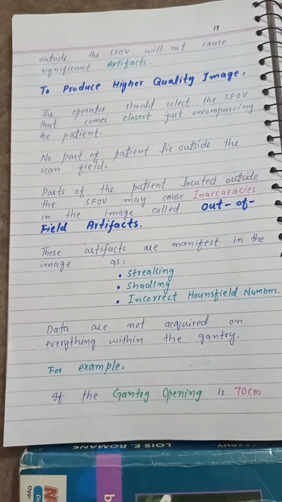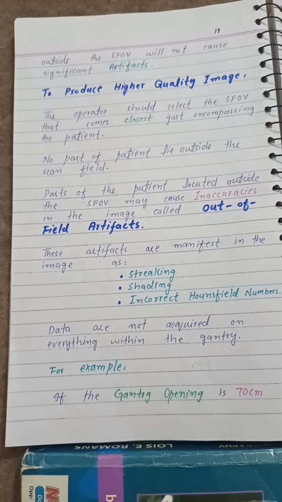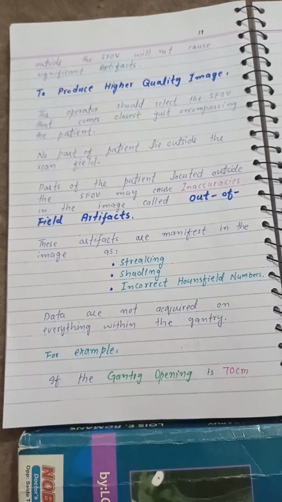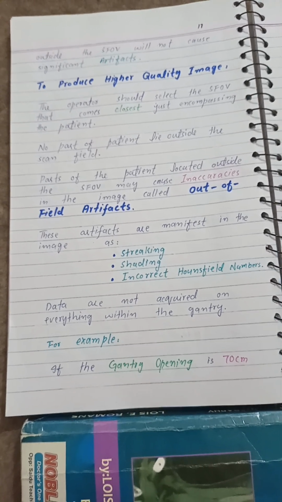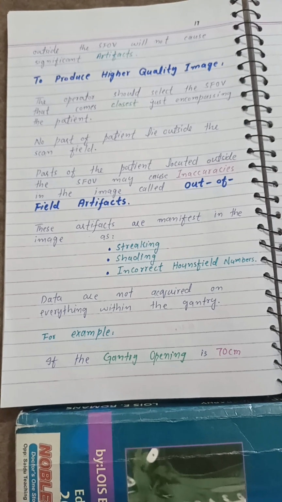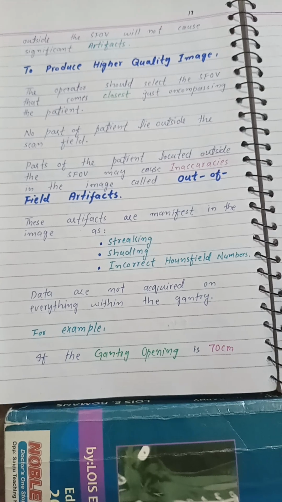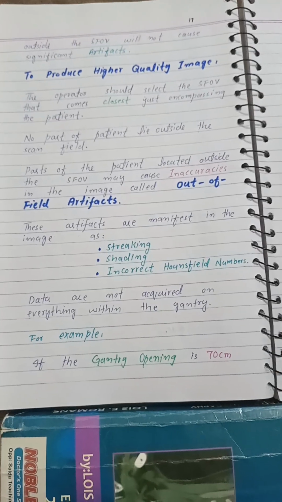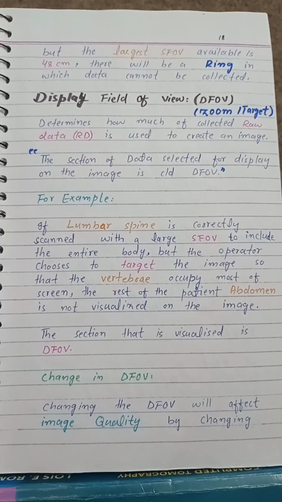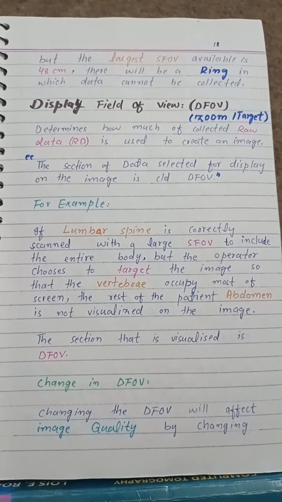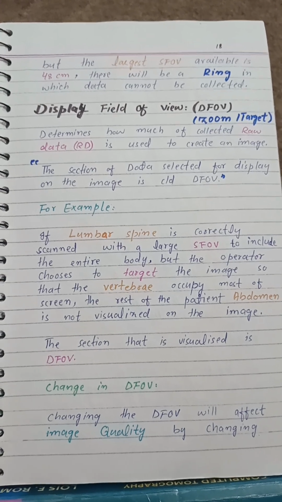Parts of the patient located outside the SFOV may cause inaccuracies in the image called out of field artifact. These artifacts manifest in the image as streaking, shading, and incorrect Hounsfield numbers. Data are not acquired on everything within the gantry. For example, if the gantry opening is 70 cm but the largest SFOV available is 48 cm, there will be a ring in which data cannot be collected.